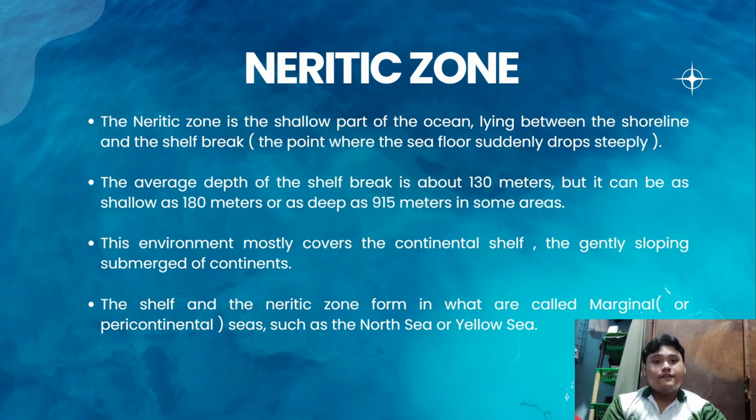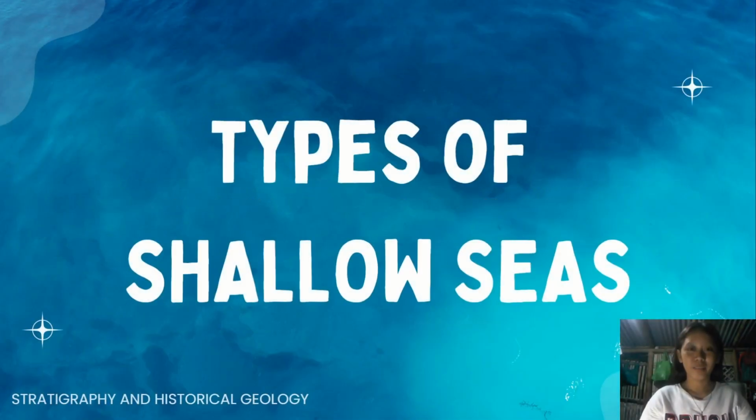The continental shelf is the gently sloping submerged edge of continents. The shelf and the Neritic Zone form what we call the marginal or the pericontinental seas, such as the North Sea, Air, and the Yellow Sea. And now, let's talk about the types of shallow seas.